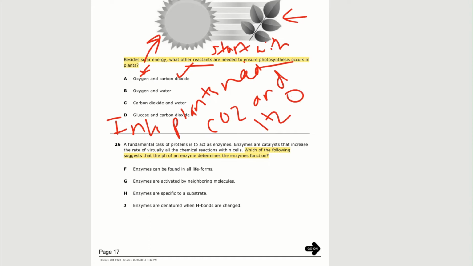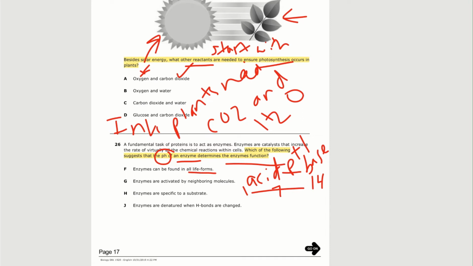Which of the following suggests that the pH of an enzyme determines the enzyme's function? So, what is pH? A lot of you got this wrong. pH, I made you write this in your notes. And some of you didn't do it. That's why you don't know what it is. Acid and base, 1 through 14, and 7 is in the middle. It's neutral, water. It's not acidic or basic, usually. So, enzymes can be found in all life forms. Does that tell me anything about the pH?